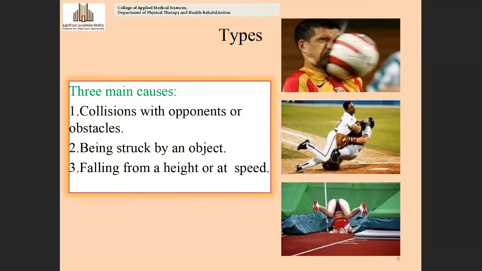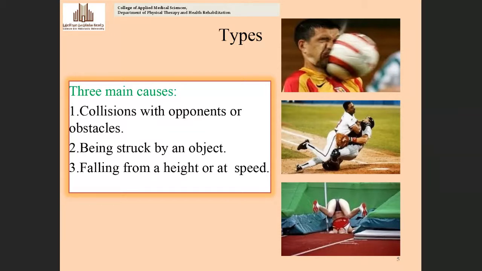Let me explain some of the important causes of the acute injuries. Collision with the opponents or obstacles. You can see if you are facing some opposite player, or some opposite obstacles, right? If they are not approaching you properly in a proper direction, it may produce injury to your body. So you can consider this as an acute injury.